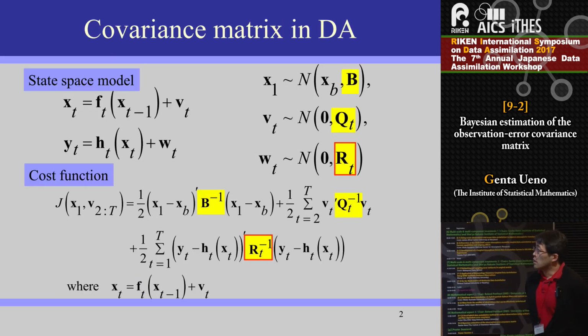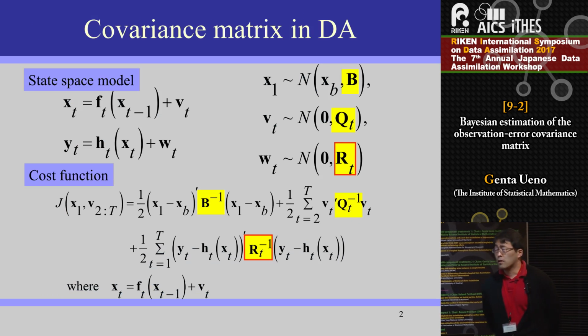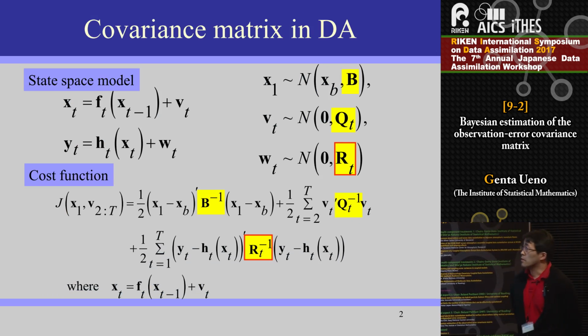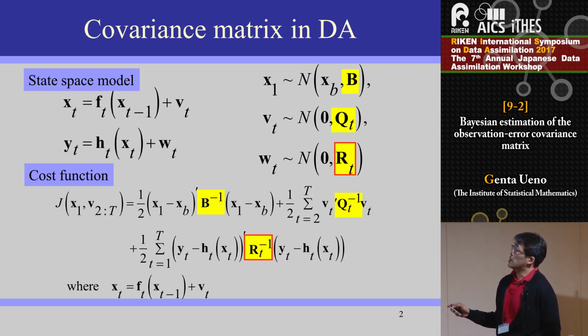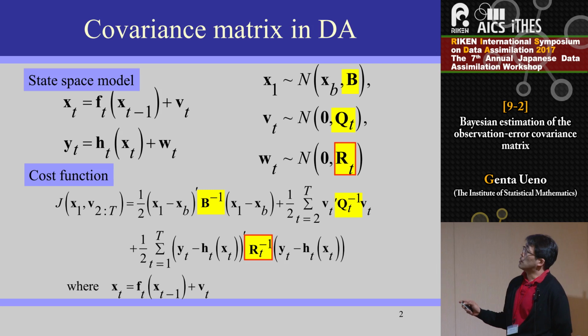In general, covariance matrices are known to affect the estimate of data assimilation. I showed two ways of data assimilation formulation. One is the sequential one, the second is the variational data assimilation formulation. In both formulations, covariance matrices appear for the initial state or background state, the model random error, and the observation error. The B, Q, and R also appear in the cost function as B inverse, Q inverse, and R inverse.